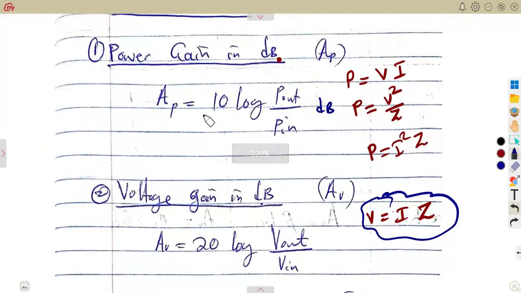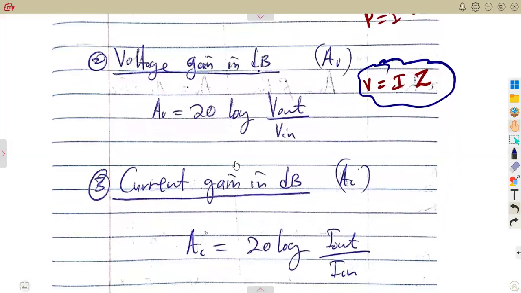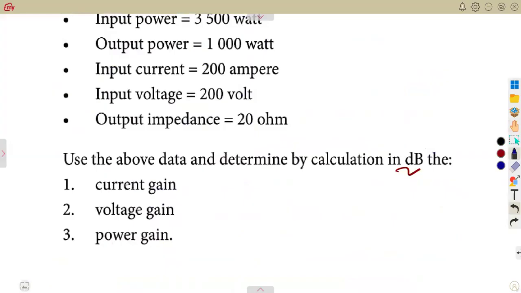So as you can see, it's only the power gain which has got a 10. The others, voltage and current, they use 20, of what is their voltage, V out over V in, current, I out over I in. Same with power, but only power is going to be using a 10. That is the only difference in these formulas. So let us quickly check our questions and see how they might be given.